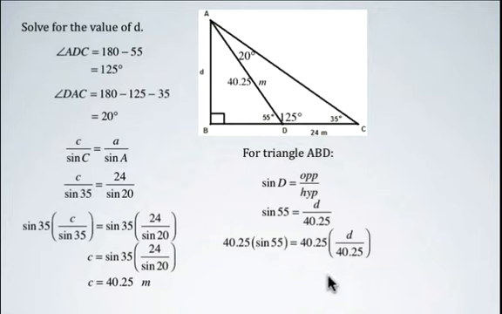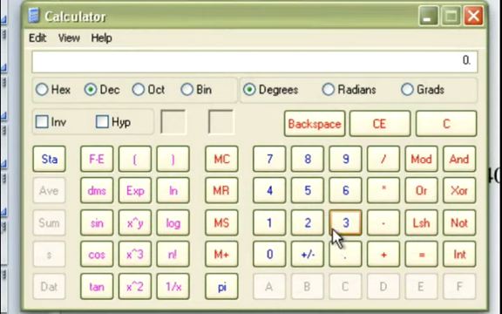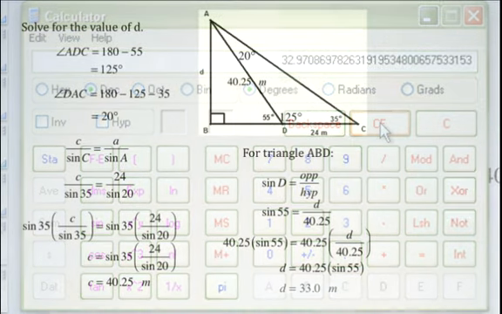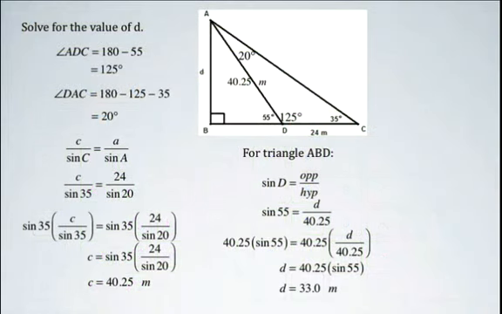So we then multiply both sides by 40.25 to isolate D. So D is equal to 40.25 times sine 55. So it'll be 40.25 times sine 55. And if we round to one decimal place, we'll round this to 33.0. So D is equal to 33 meters.